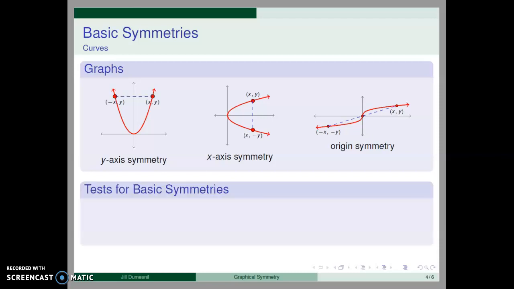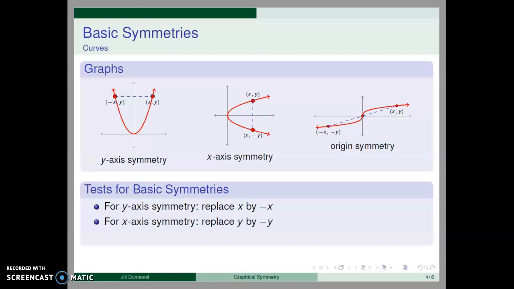Given equations of curves, we can test for symmetry algebraically. To test for y-axis symmetry, replace x by -x in the equation. If the result is an equation equivalent to the original one, then the graph is symmetric about the y-axis. To test for x-axis symmetry, replace y by -y in the equation and see if you get an equivalent one. Finally, to test for symmetry about the origin, replace both x and y with -x and -y respectively. Simplify the equation and see if the result is equivalent to the original equation.